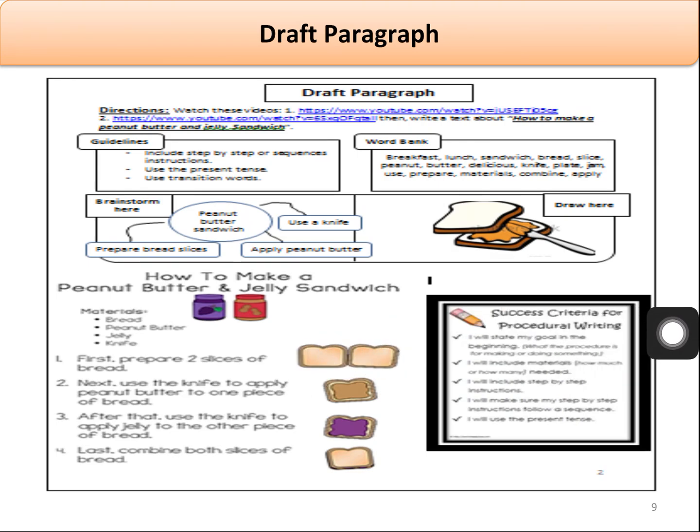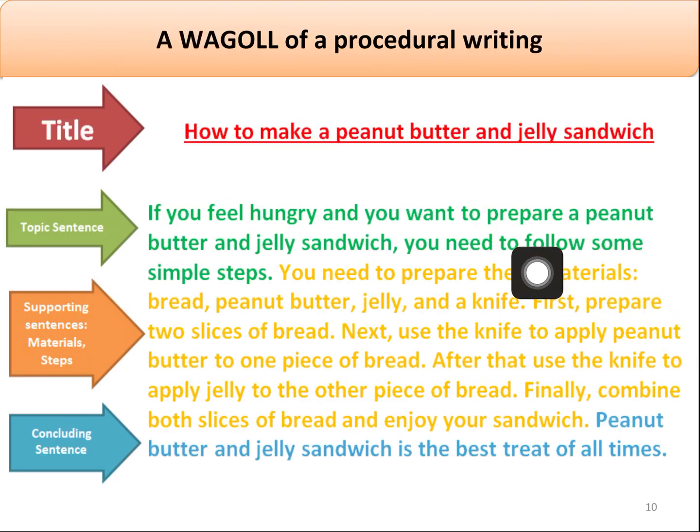After they wrote their draft, they must have written a paragraph, right? And we have an example of a good one, or what a good one looks like, of procedural writing. Let's take a look. They have a title, a topic sentence, supporting sentences with the materials and steps, as well as a concluding sentence. So we're going to read this together to see a good example of procedural writing for us to learn from. All right, so let's begin.